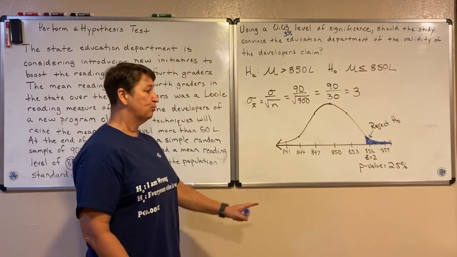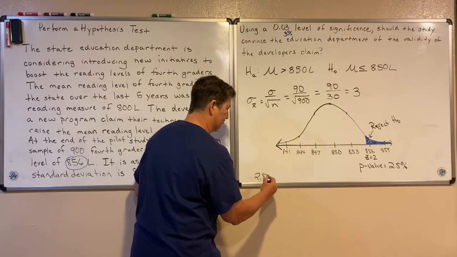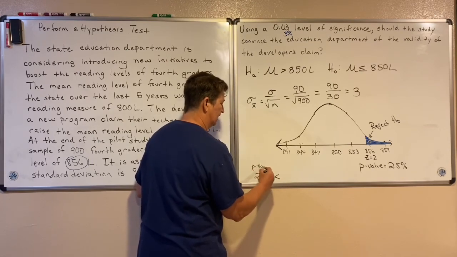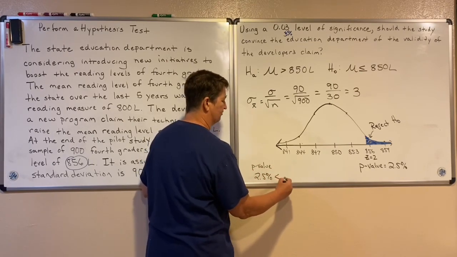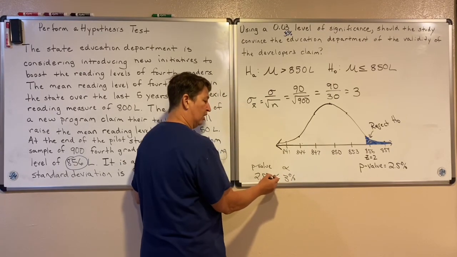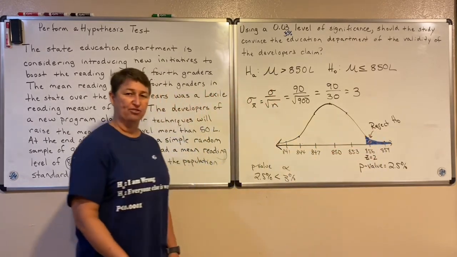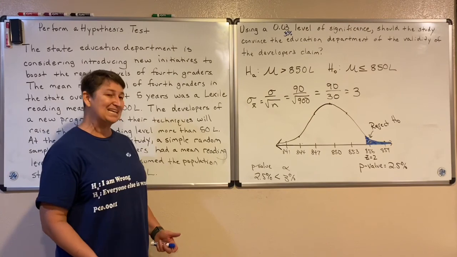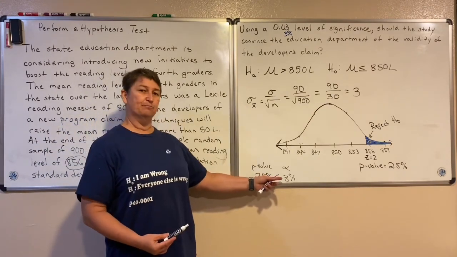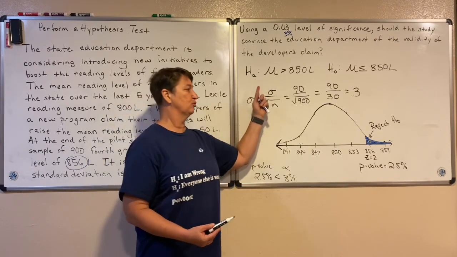Notice that that 2.5% is smaller, our p-value is smaller than our level of significance at 3%. When it is smaller, that also tells us that we reject our null hypothesis. So we did gather enough evidence to show that this researcher was correct.